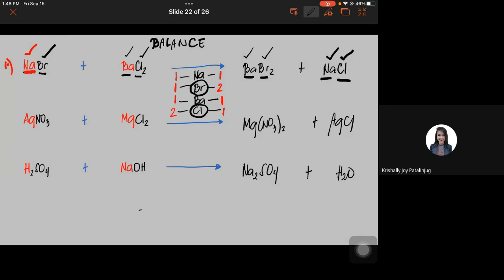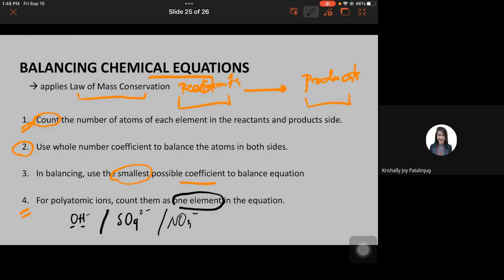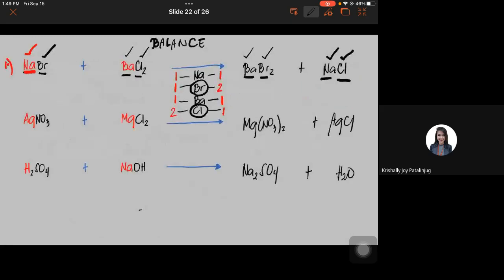So you proceed with balancing. How will you balance it? Based on the considerations written, we use whole numbers. Whole numbers as in no fraction, no decimals. Only whole numbers are accepted when you write coefficients to balance chemical equation. And make use of the simplified, the smallest denominator, the smallest coefficient. Okay, so first, let us balance bromine in both sides.